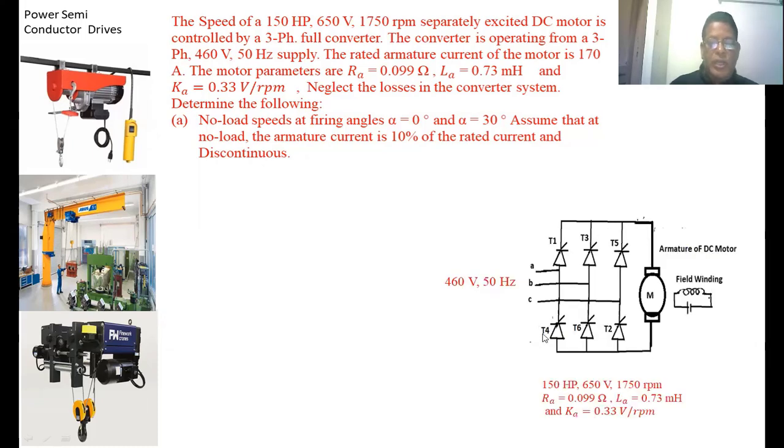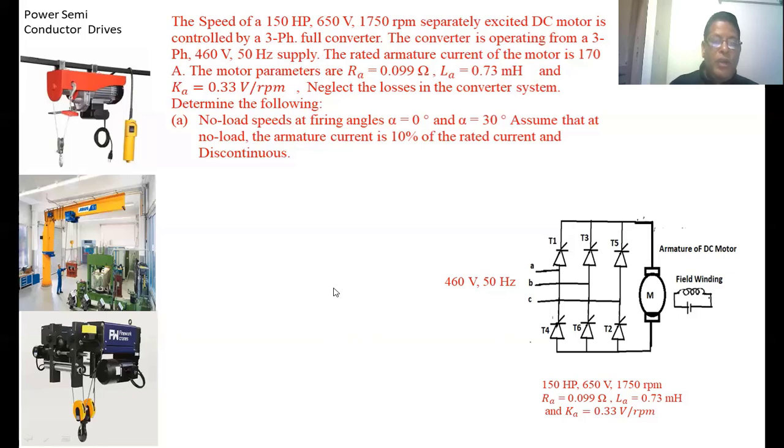So this is the circuit diagram. This is the separately excited motor. So what are the parameters given in the numerical that we have written here? These parameters are related to the output. These parameters are related to the input supply. 460 volts is nothing but a line to line voltage. Whenever the input voltage is given, it is always the line to line voltage, 50 Hz supply.